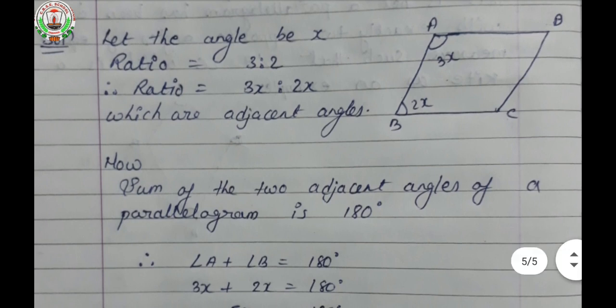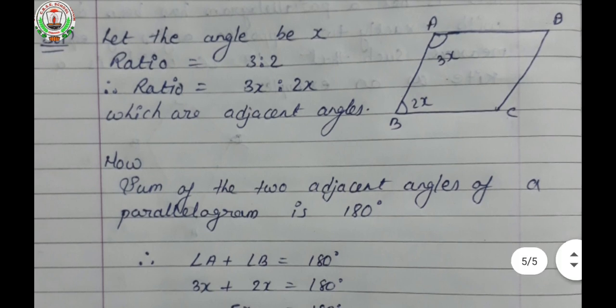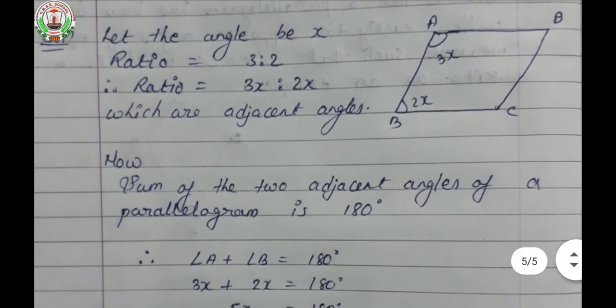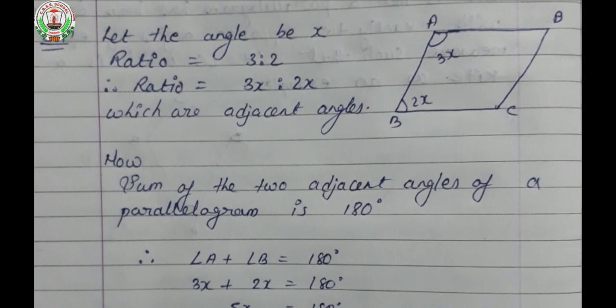So the ratio will be 3x:2x, where 3x and 2x are the adjacent angles of a parallelogram. Clear everyone? In the question itself it is said that the ratio 3:2 is the ratio of adjacent angles, isn't it? That's why when we convert it into the form of x, the ratio becomes 3x:2x, which are adjacent angles.